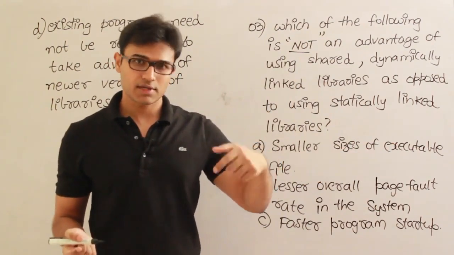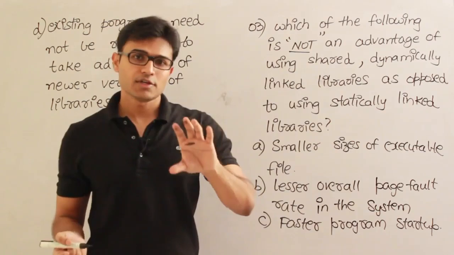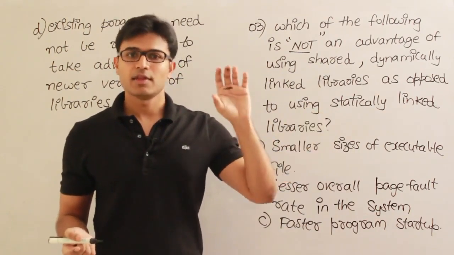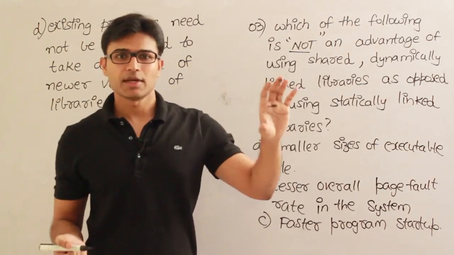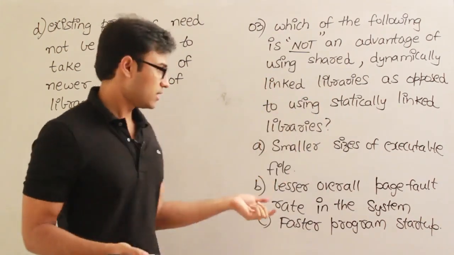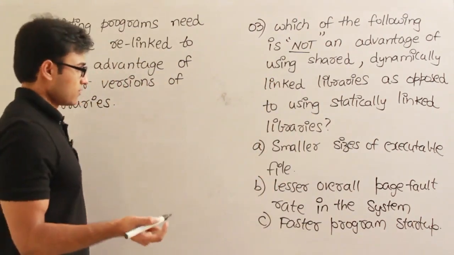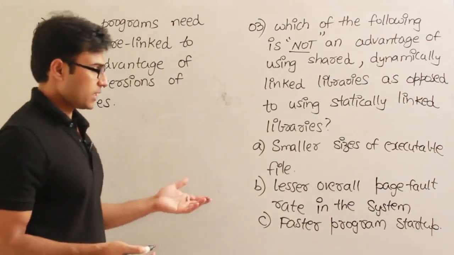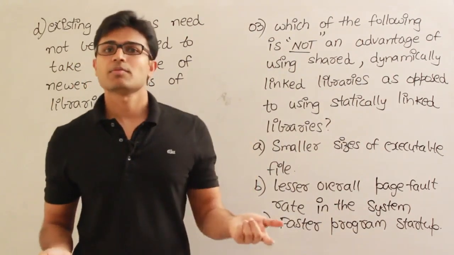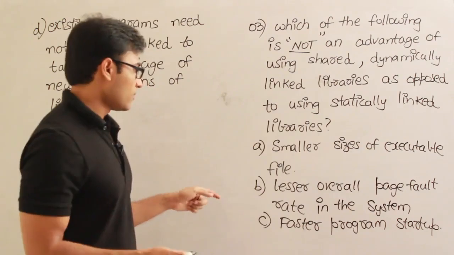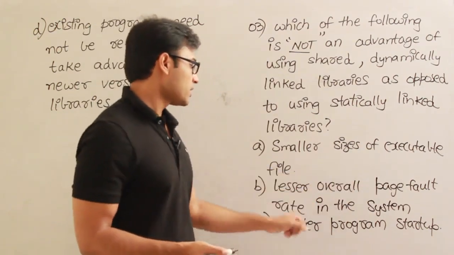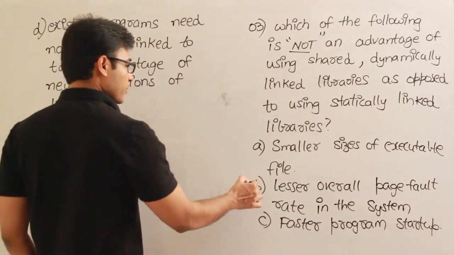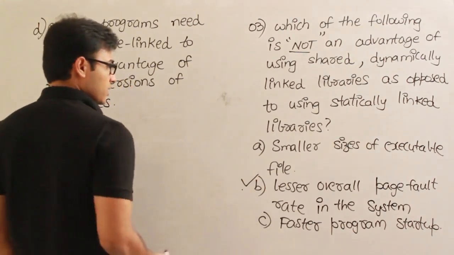So by using static linking, we'll always ensure that if the process is entirely present in the memory, then the library is also present. But by using dynamic libraries, we cannot assure that, which means a page fault is possible in case the dynamic library is not present in the memory, right? So lesser overall page fault is actually false. It creates more page faults. So it is not an advantage.